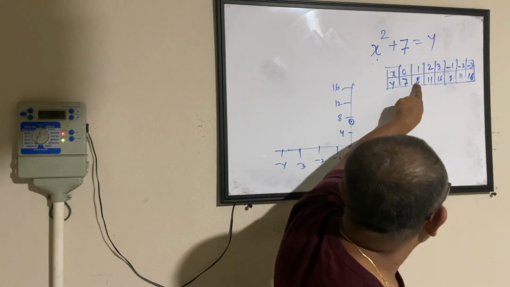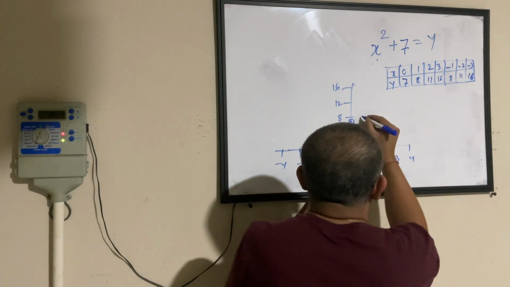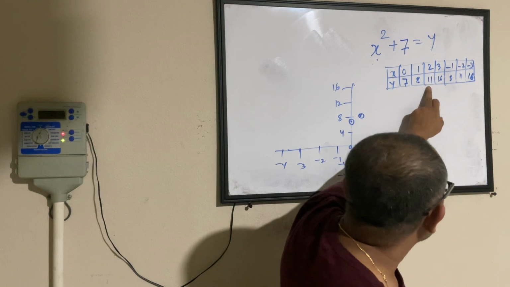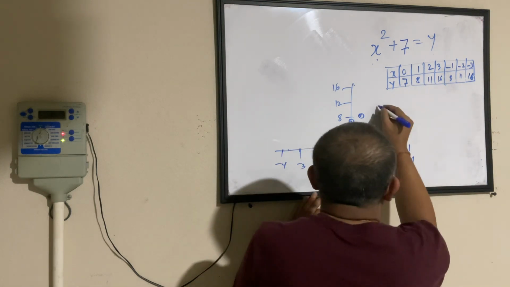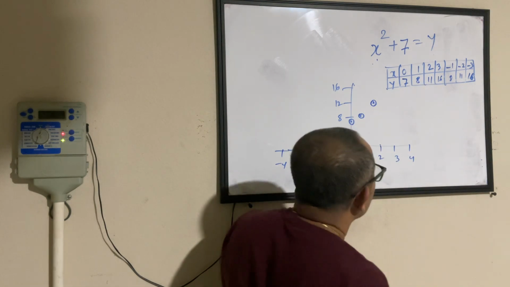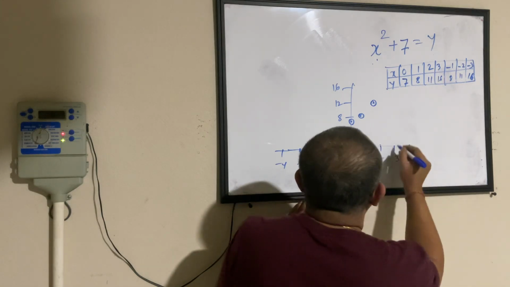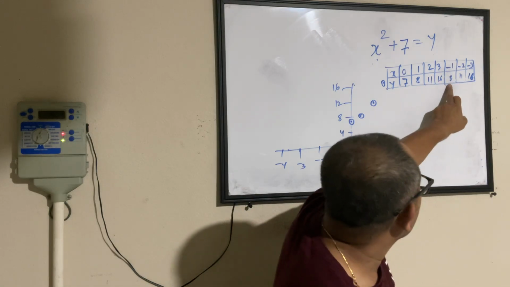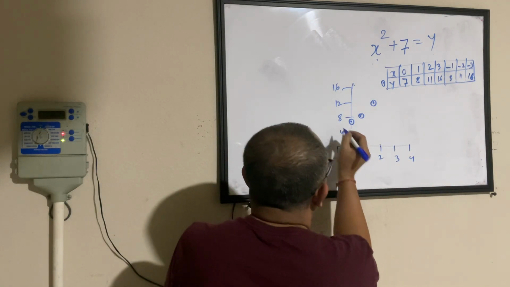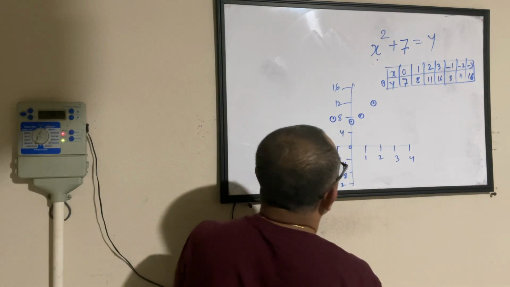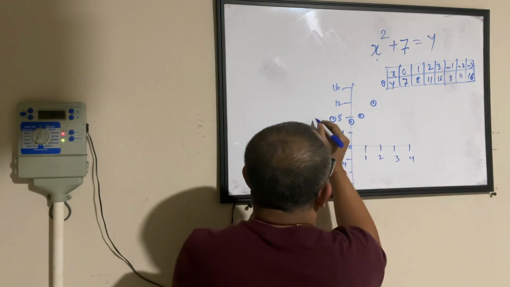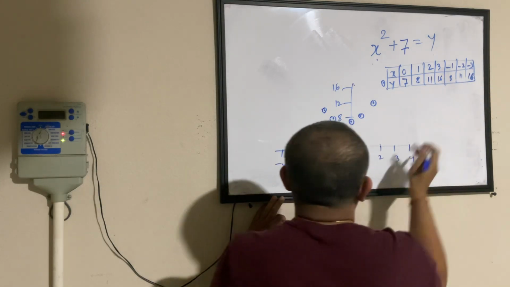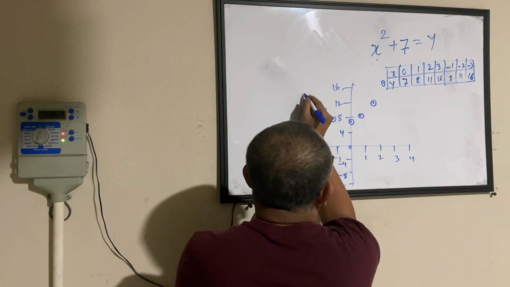X is 1, y is 8. When x is 1, y is 8. This is my second point probably. X is 2, y is 11. 2, 11. Somewhere here. 3, 16. 3, 16. Somewhere here. Minus 1, 8. Minus 1, 8. Somewhere here. See it. Minus 2, 11. Somewhere here. Minus 3, 16. Somewhere here.